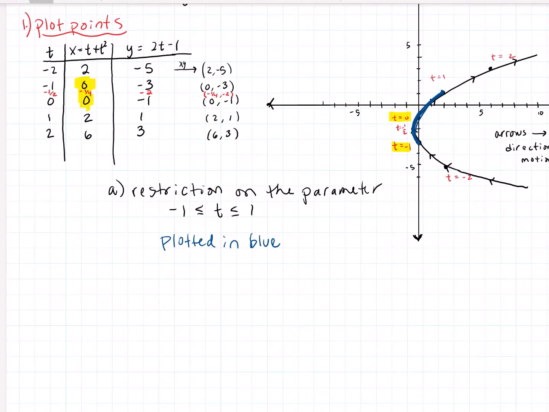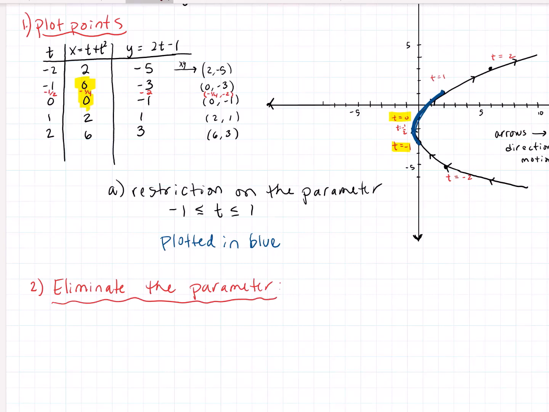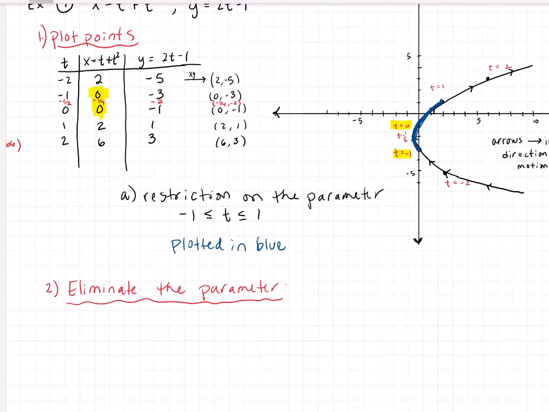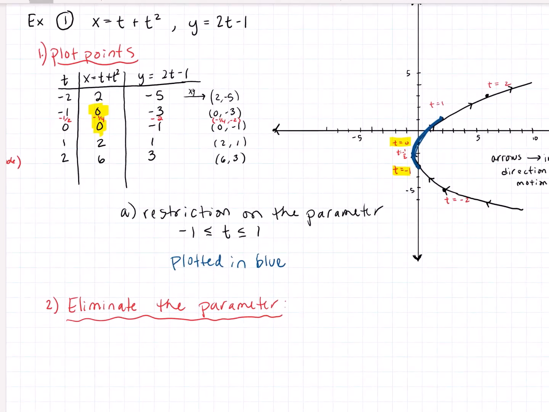So another way to come up with the graph of the parametric equation is to actually eliminate the parameter and come up with the relationship between x and y. Sometimes that is easier to do than other times, but in this particular case, it's actually not too bad. We're going to rely a lot on algebra to do that.